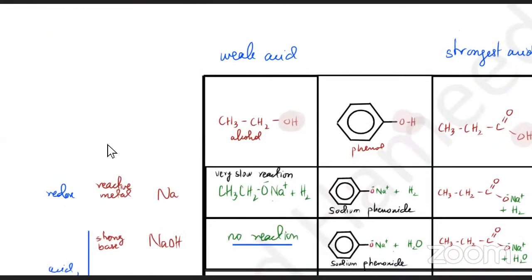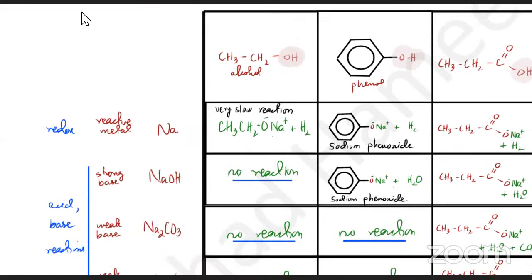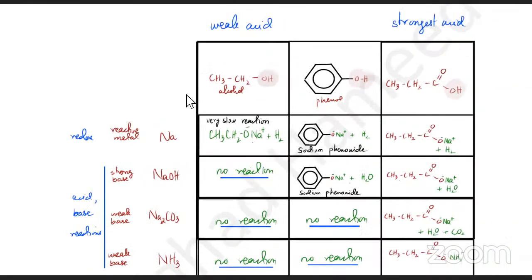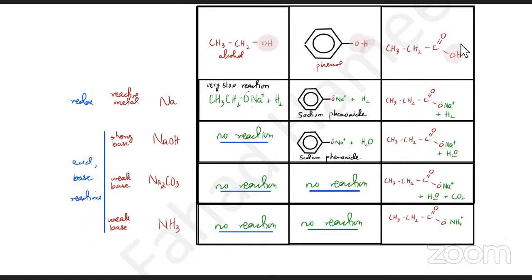You need to know this table as well. When it comes to acids, carboxylic acids have pretty much all acid reactions. They can react with sodium, NaOH, Na2CO3, and NH3, so they can have all 4 reactions. Phenols can only react with strong bases and with reactive metals, but not with weak bases. And alcohols pretty much have no reactions with bases. They react with very reactive metals.